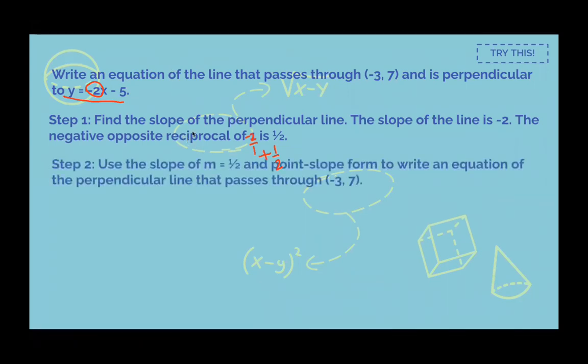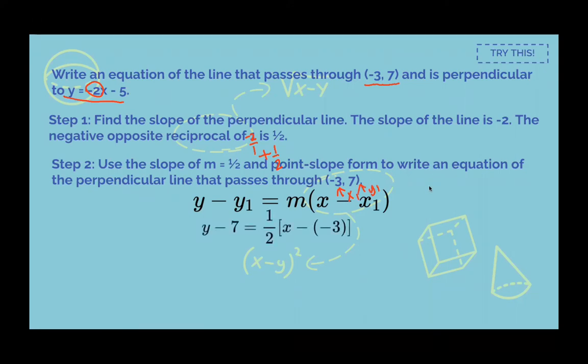Now go ahead and take out point slope form equation. Now that you have your slope, go ahead and plug in the point that they provided you. -3 will be x1, 7 will be y1. Go ahead and plug it in. Y minus 7 equals positive 1/2 times x minus -3. X minus -3 will just become x plus 3. And now you can distribute 1/2 to x plus 3. You're left with y minus 7 equals 1/2 x plus 3/2.